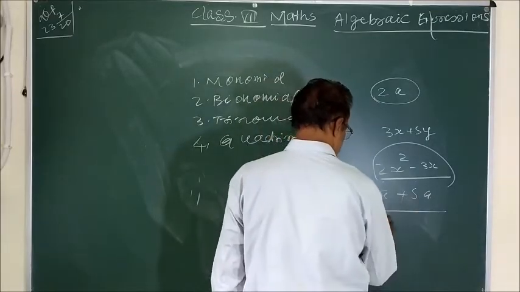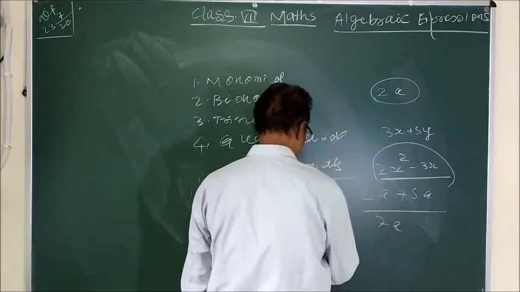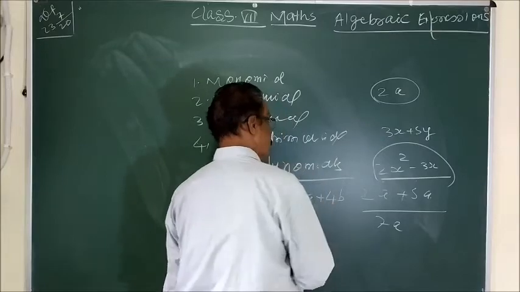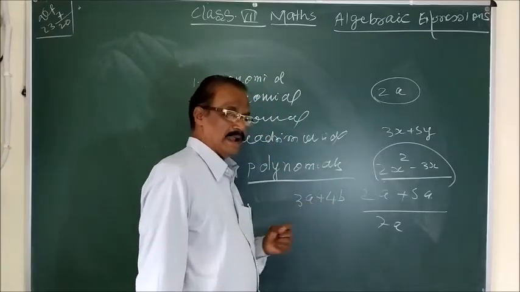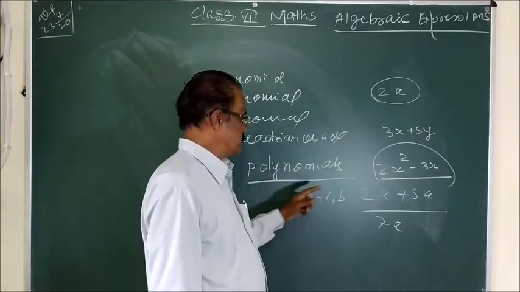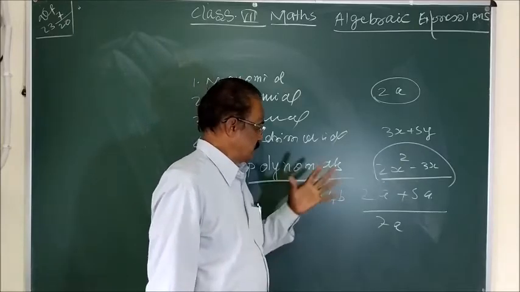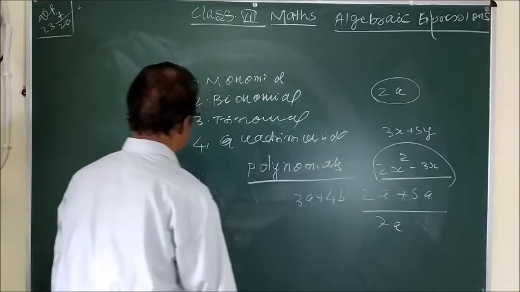So this will be 7a. But if I ask you 3a plus 4b, find the sum, you cannot add because these two are unlike terms. So these things you have to remember.